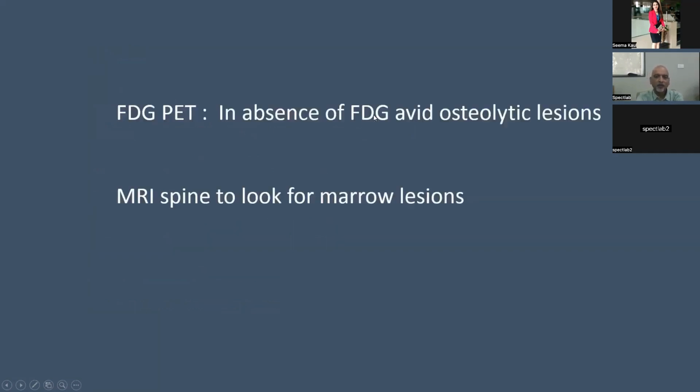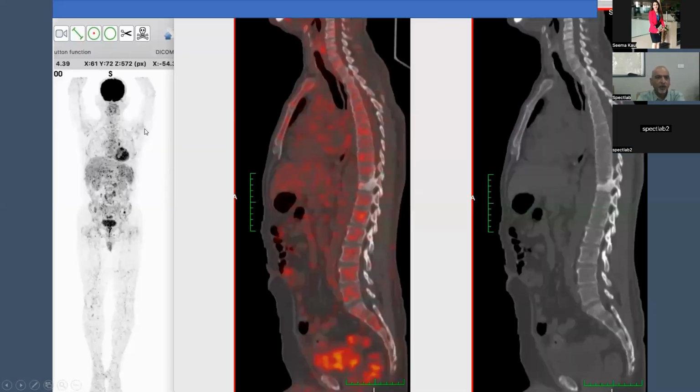So in absence of FDG avid osteolytic lesions, our protocol is we also have an MRI, which we offer as a complementary procedure whenever FDG gives us a result where we suspect that it could be false negative. So an MRI of spine is done in such cases to look for any marrow involvement. So here is one such patient who had an osteoporotic collapse here, sclerosis over here, but otherwise no osteolytic lesions and just heterogeneous uptake on the FDG scan.